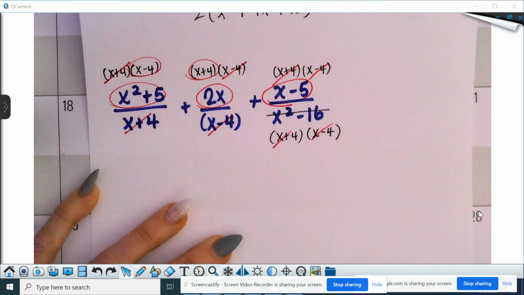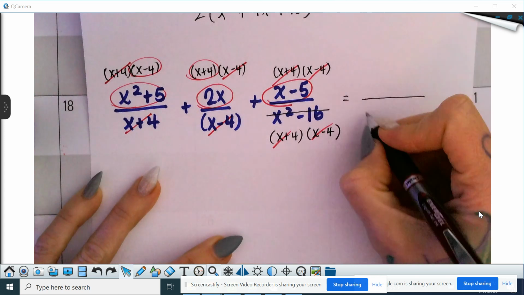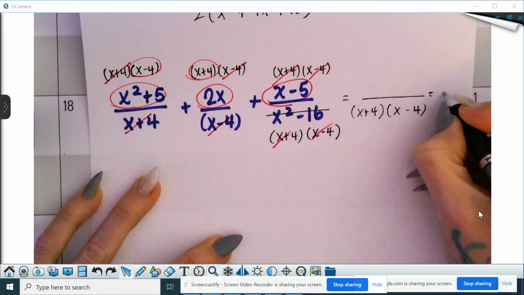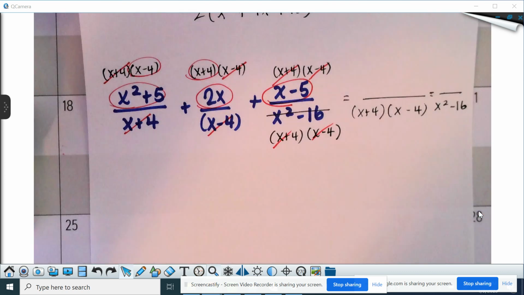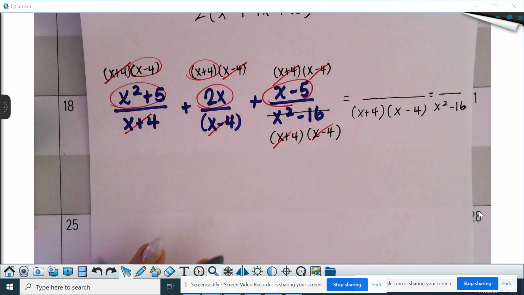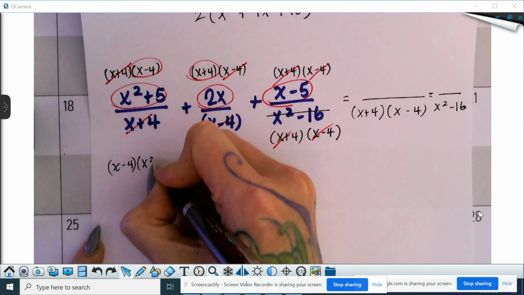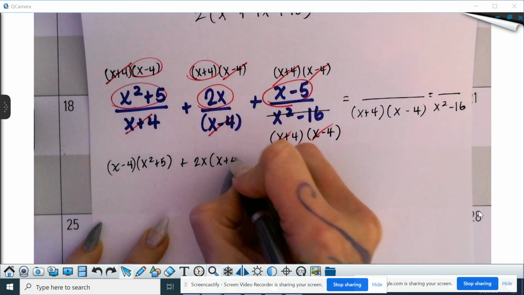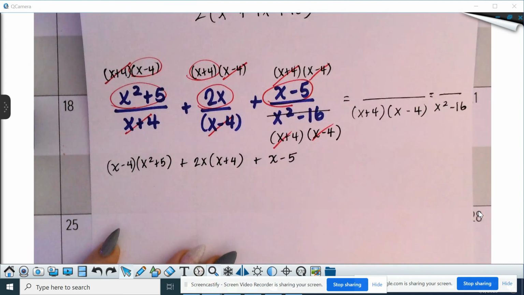Now remember, it appears that this is going to be our best. So it could be x plus 4, x minus 4, or written as x squared minus 16. Both are allowed. Now across the top, we're going to multiply together what's left over. So x minus 4 times x squared plus 5. Then we're going to add that to 2x times x plus 4. Then we're going to add that to x minus 5. Is everybody okay with where all those things just came from that I just wrote down? Or is this close enough to what you were doing before right now?